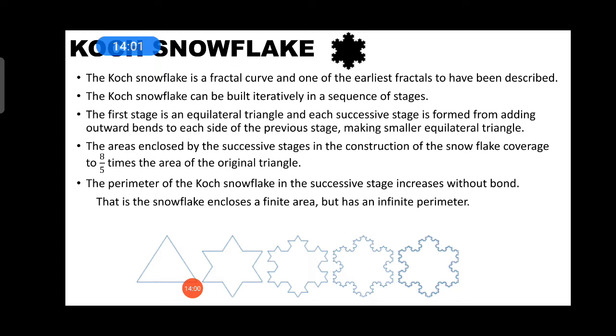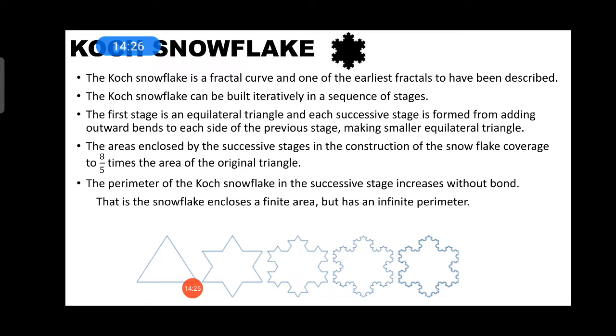Koch snowflake. The Koch snowflake is a fractal curve and one of the earliest fractals to have been described. The Koch snowflake can be built iteratively in a sequence of stages. It is also known as the Koch curve, Koch star and Koch island. The snowflake is used to show that it is possible to have figures that are continuous everywhere but differentiable nowhere.